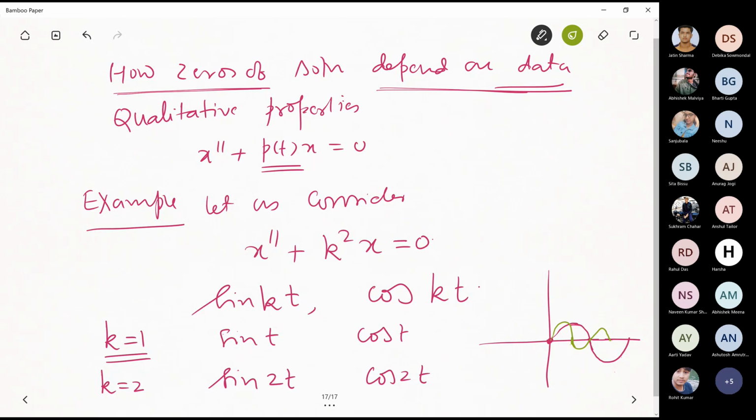And similarly for cos t. So when you increase the k here, the number of zeros are increasing. That means this kind of thing should happen even for a function. For a constant, this is what is happening. And if you have a function and the solution is oscillatory, then for larger coefficients, the oscillations are more. So this is the next theorem.